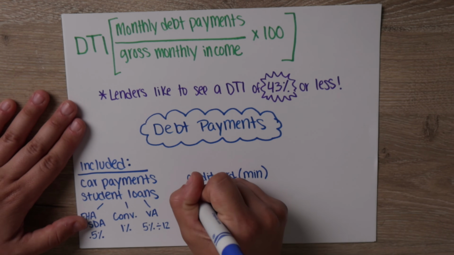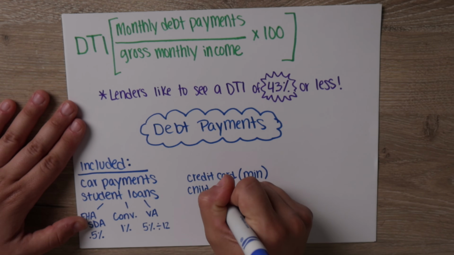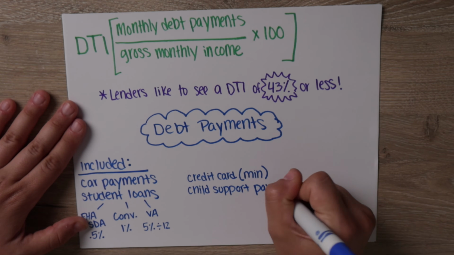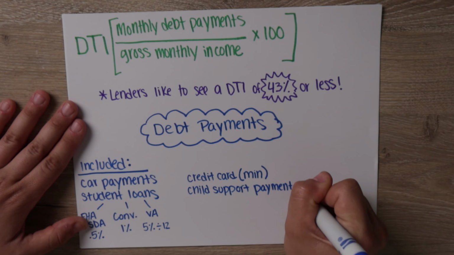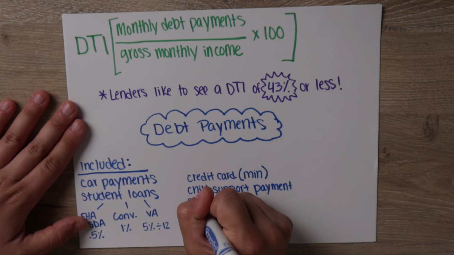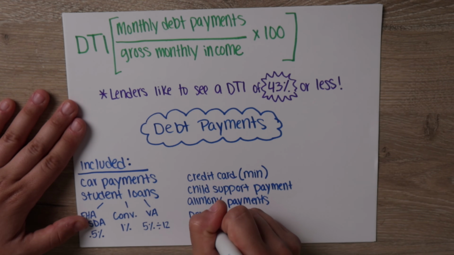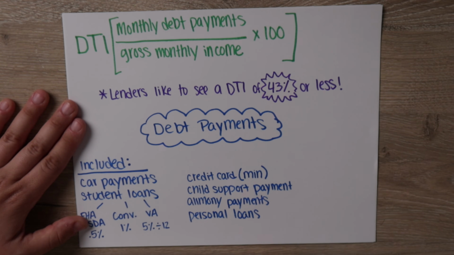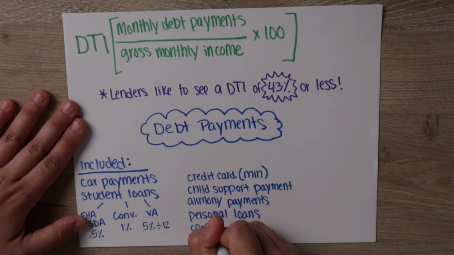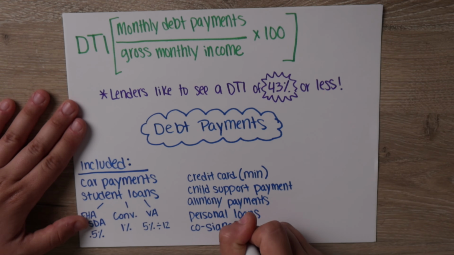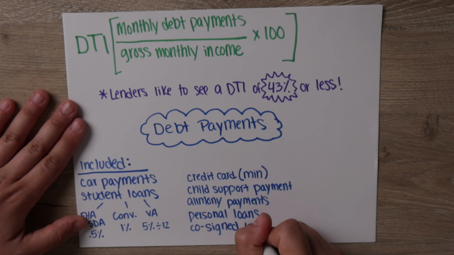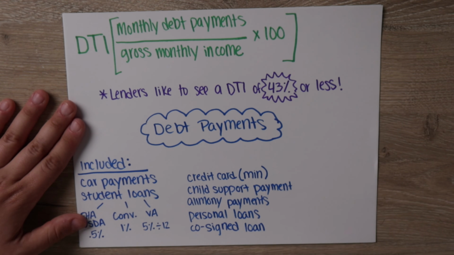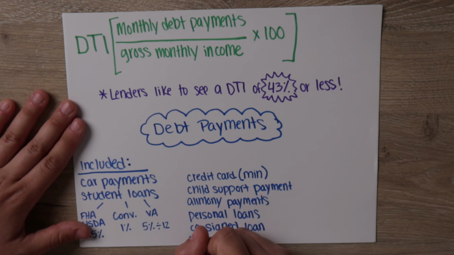Other things that are included in this are child support payments. So if you are responsible for actually paying out child support each month, that is in here as a debt payment. Also, alimony payments. If you have any personal loans, your monthly payment on those personal loans would be factored into this. If you have co-signed on any loans, mortgages, car loans, anything like that, those monthly payments are going to need to be included in your debt to income ratio. The other thing is mortgage payments.